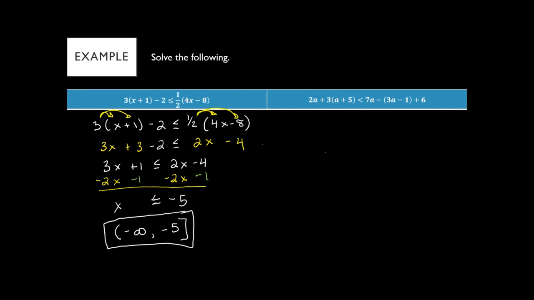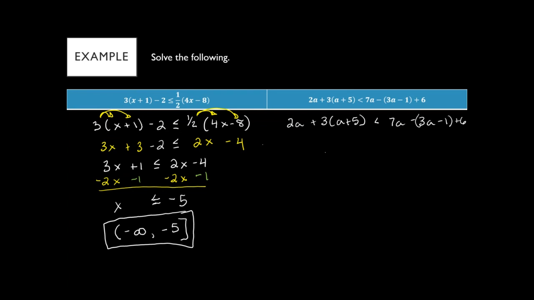Okay, so last one, it's longer. We have 2a plus 3 times a plus 5 is less than 7a minus 3a minus 1. Actually, I put parentheses there, plus 6. I'm actually running out of room there.